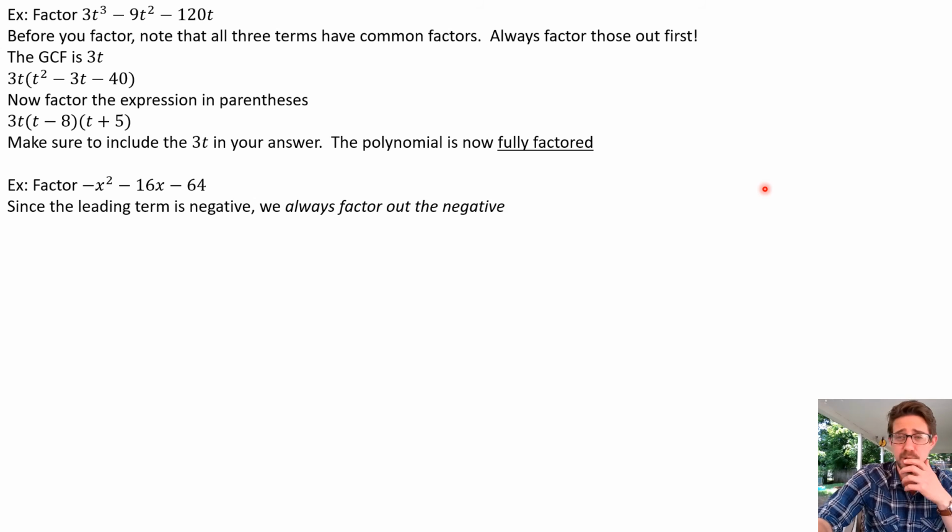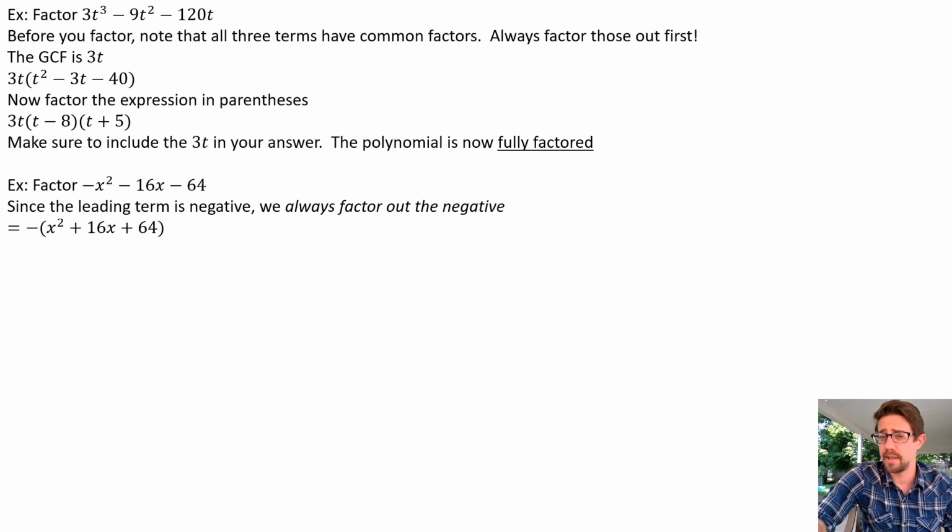What happens when you do that? All these signs just flip. Verify that that's right. Look at this expression and say, if you were to distribute this negative sign, you'd have -x squared minus 16x minus 64. Look at that. That's exactly what we have. So when the negative comes out of each term, all the signs flip to whatever they aren't.